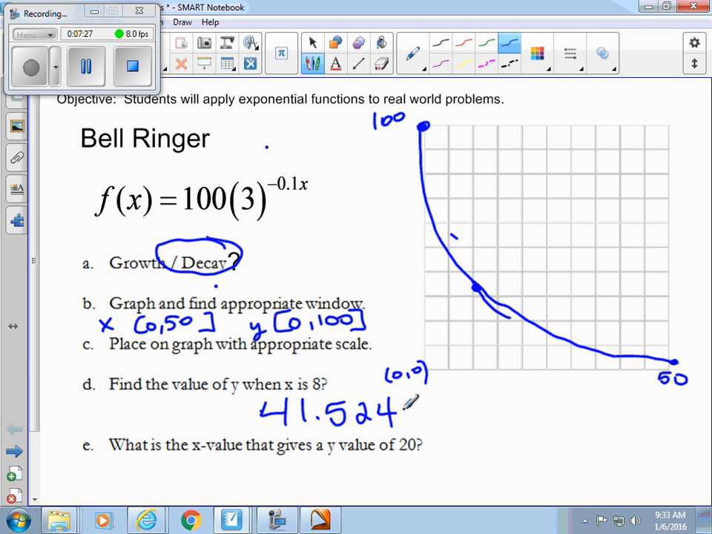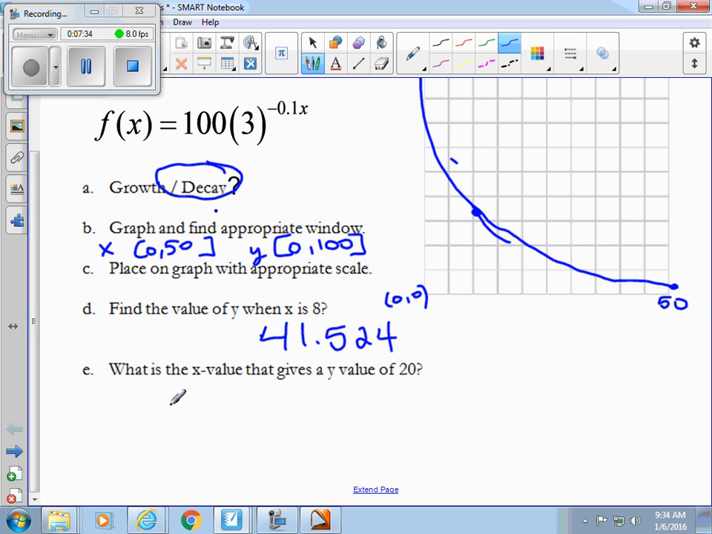What is the x value that gives you a y value of 20? Unfortunately, your calculator is not quite as good at finding that. This is what I want, right? I want to know what the x is that gives me a y value of 20. This is an equation I don't know how to solve yet. We'll learn how to solve this equation, but not today. In fact, about a week from today. So we still got a while.